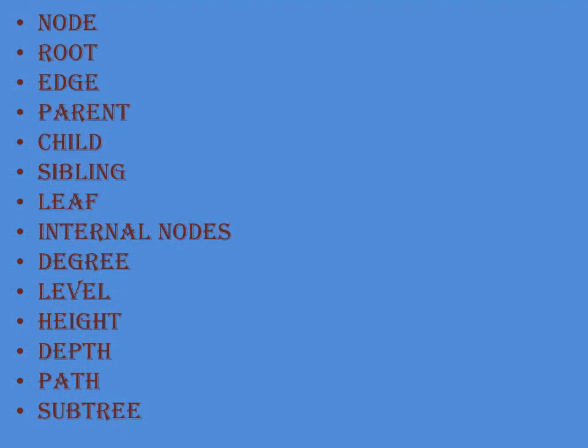Today the topics which we are going to discuss are node, root, edge, parent, child, sibling, leaf, internal nodes, degree, level, height, depth, path and subtree.